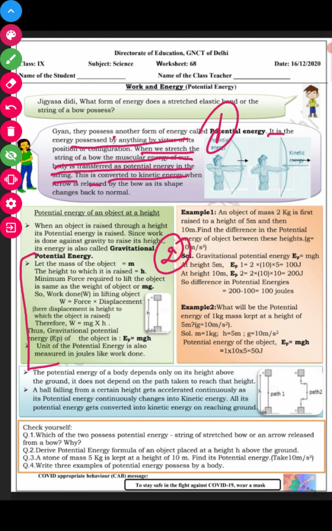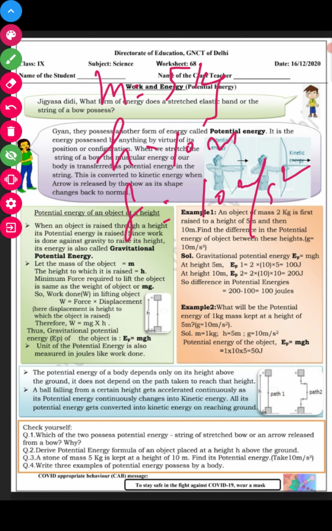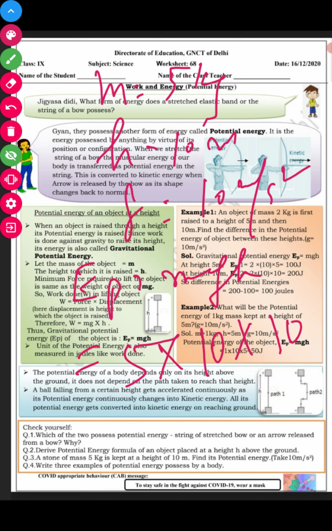Third, we have a stone of mass 5 kilogram kept at a height of 10 meter. Find its potential energy, and take the value of g as 10 meter per second squared. We have mgh, with h again 10. So the answer to this question is 500 joule.